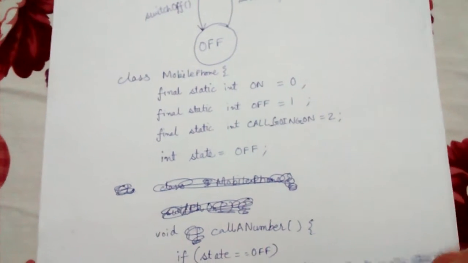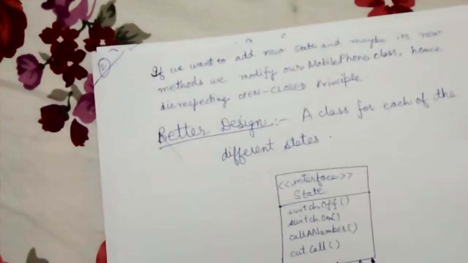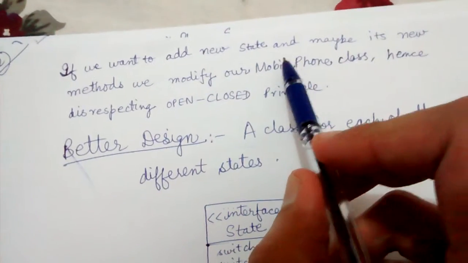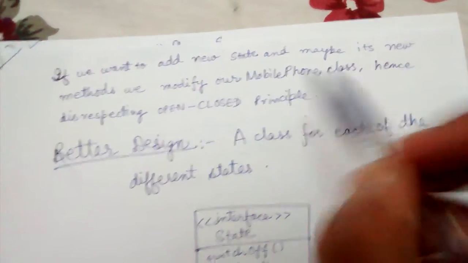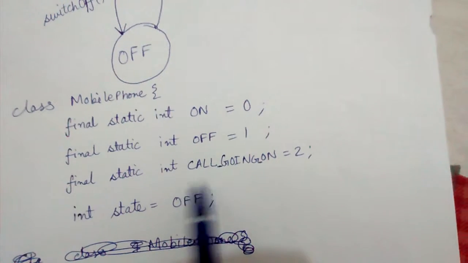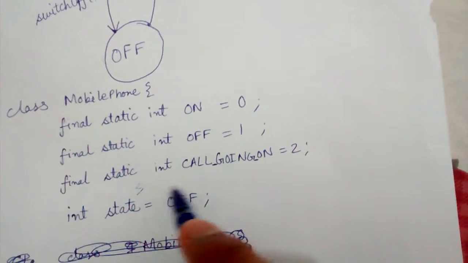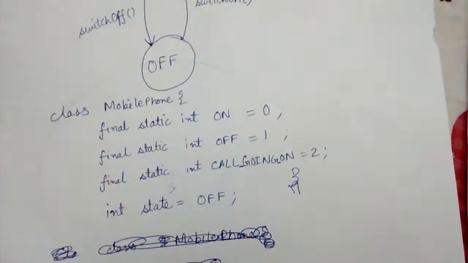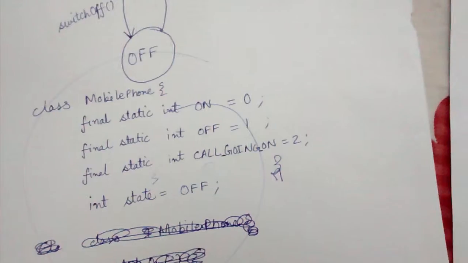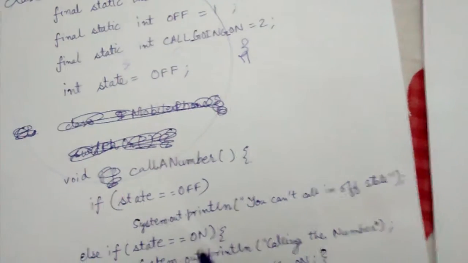Okay, so this is looking like a good design, but it has some faults. Let's look at what those are. If we want to add a new state and maybe its new methods, we modify our mobile phone class. So basically here, if we want to add one more state, let's say maybe playing game state, we have to add a final static playing game equal to 3, something like this. So we have to open the source code of our mobile phone class and modify it, and maybe we have to add some more methods like start playing game, stop playing game, and so on.